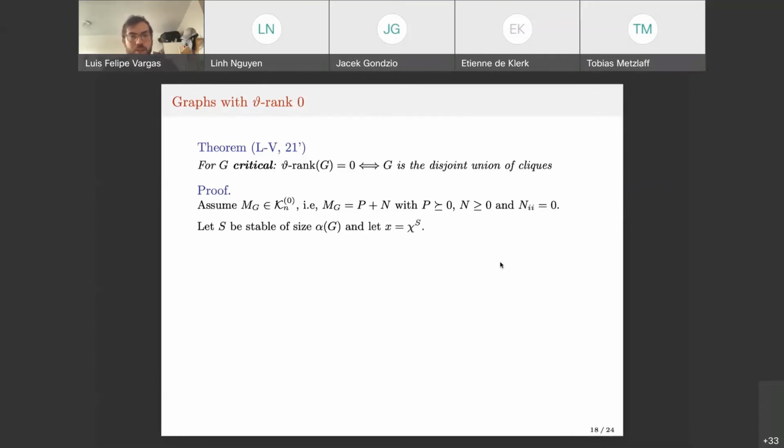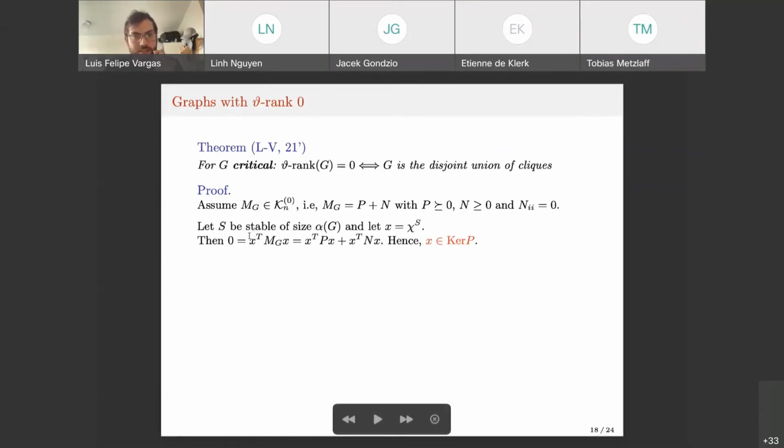And then what we are going to do is to evaluate. So if we have a stable set of size alpha, let's consider the indicator vector x of this set, and then we compute x transpose M_G x. This is 0, which is easy to observe from the definition of M_G, and it can be decomposed as x transpose P x plus x transpose N x, which are both non-negative. Since the sum is 0, both of them should be 0. In particular, x transpose P x is 0, and P is a positive semi-definite matrix, so it implies that x is in the kernel of P. So the idea is that if S is a stable set of size alpha, then the indicator vector of the stable set is in the kernel of the matrix P, which is in the decomposition here.